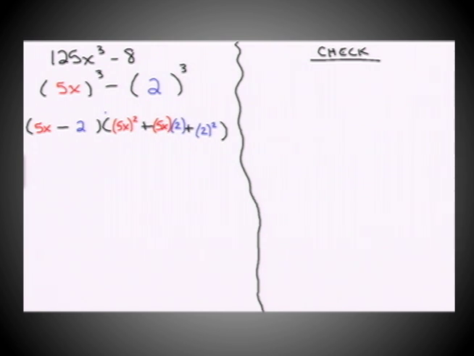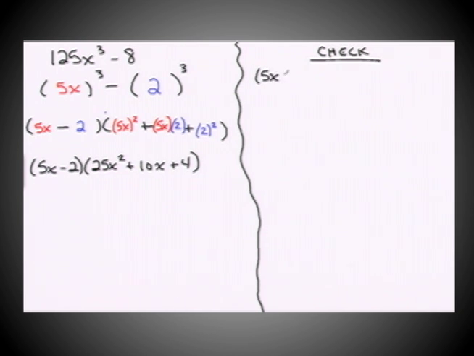So our next step is to simplify these parentheses. Well, there's nothing to be done with that first set of parentheses, so I'll just rewrite it to include it in the final factored form. And now moving on to the second set, 5x squared gives 25x squared. 5x times 2 is positive 10x, and 2 squared is positive 4, ending our second set of parentheses. That is the factored form of 125x cubed minus 8. However, let's check just to be sure.